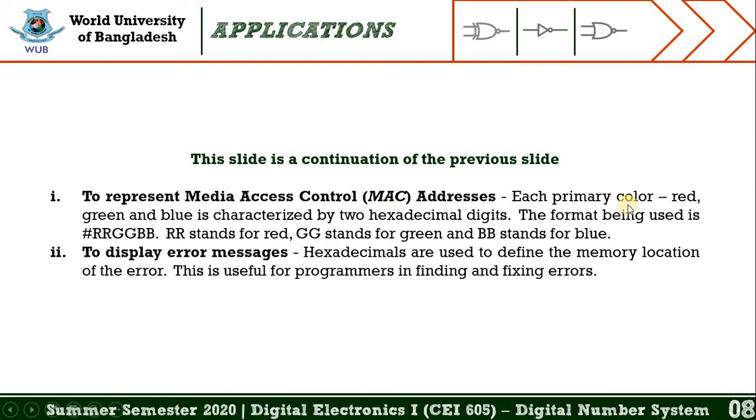Each primary color such as red, green and blue is characterized by two hexadecimal digits. The format being used is hashtag RRGGBB. RR stands for red, GG stands for green and BB stands for blue.